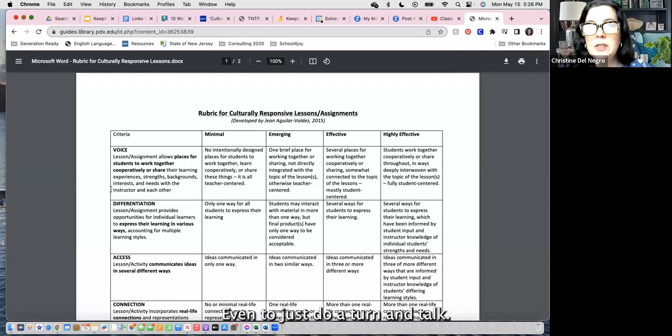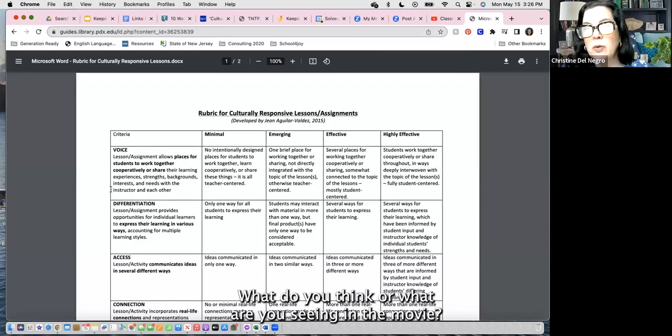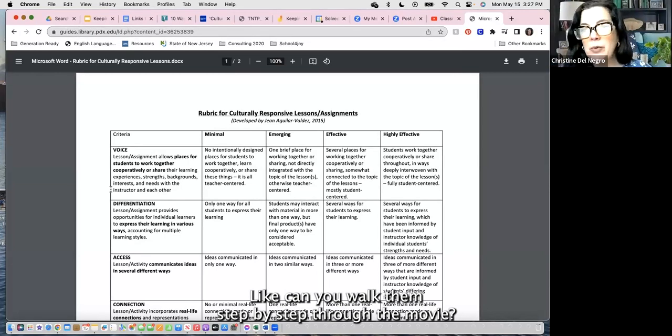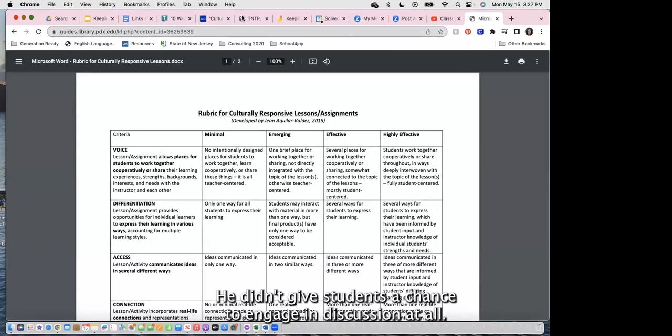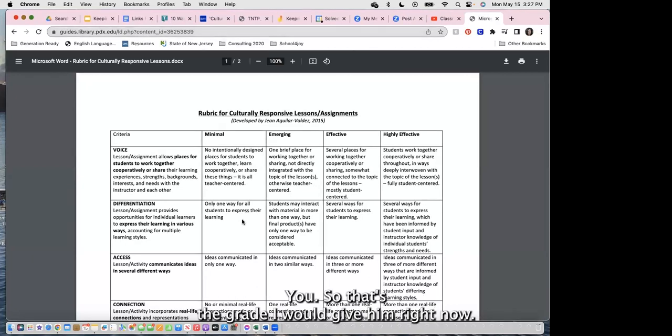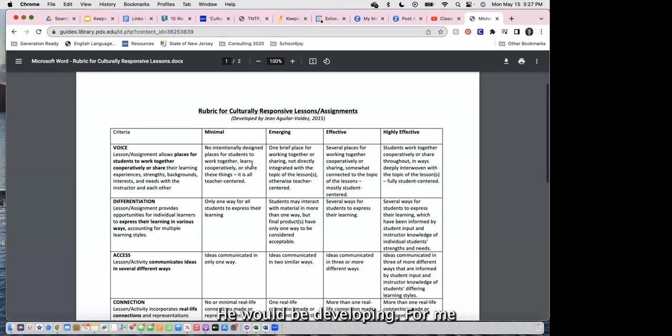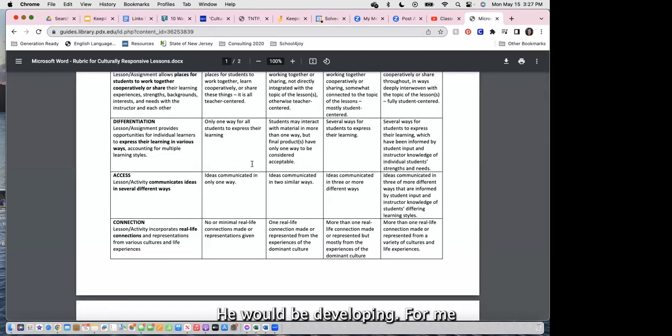Yeah, even to just do a turn and talk, what do you think, or what are you seeing in the movie? He walked them step by step through the movie. If I was grading him, I would give him minimal right now because, like you said, there was no turn and talk. He did most of the talking. He didn't give students a chance to engage in discussion at all. So that's the grade I would give him right now. He would be developing for me. Yeah, agreed.